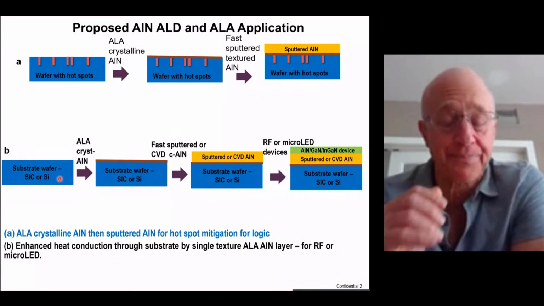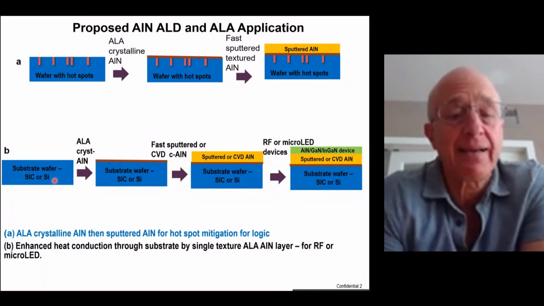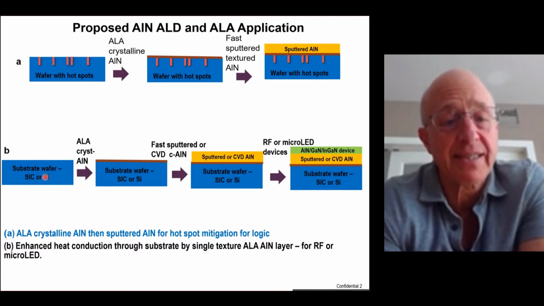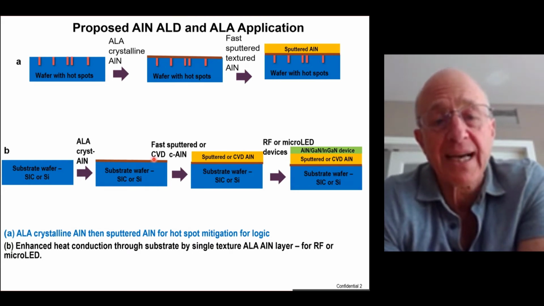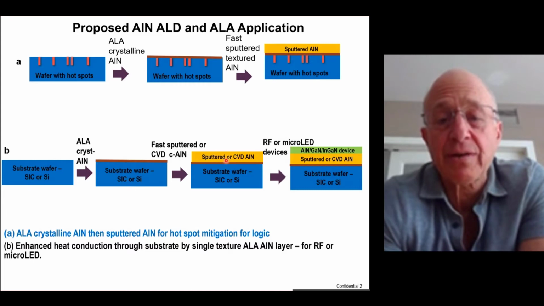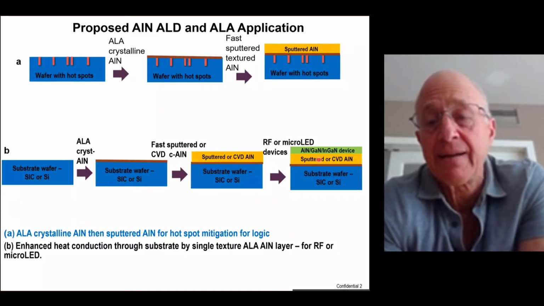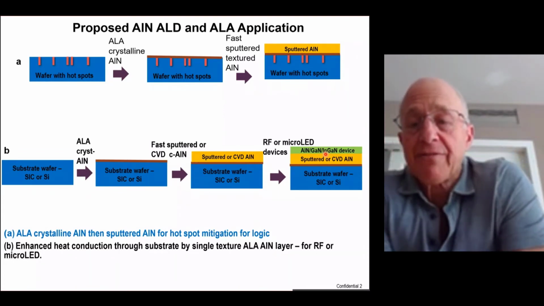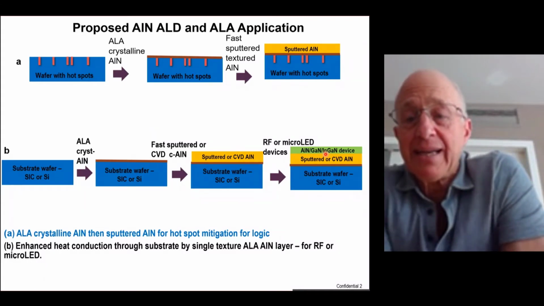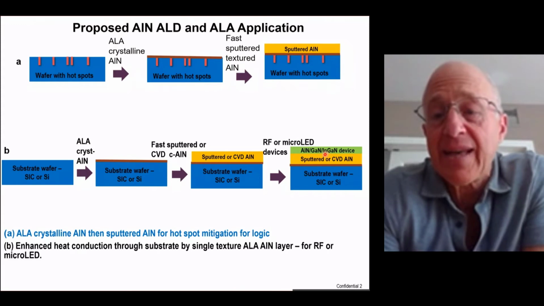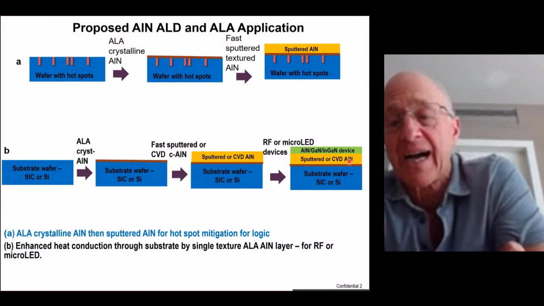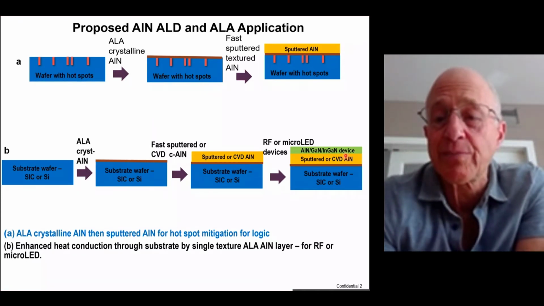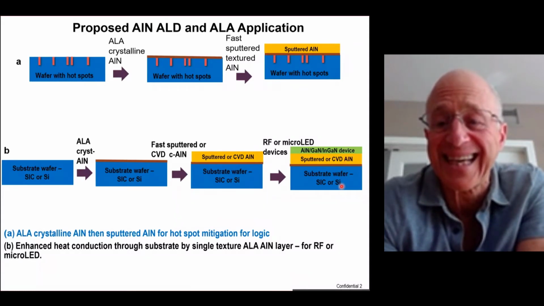Now, the other application is for RF or micro LED. And in these applications, you actually dissipate the heat through the substrate. So the substrate could be silicon or silicon carbide. We put down our ALA layer. We then grow the thicker layer here by sputtering or by CVD. And then on top of that, we would grow the devices, which could be gallium nitride for RF, or aluminum nitride, gallium nitride, and indium gallium nitride for micro LED. And the idea here is that by having the buffer layer made of high quality aluminum nitride, instead of the traditional gallium nitride, you gain in thermal conductivity so we can more efficiently sink the heat to the substrate.